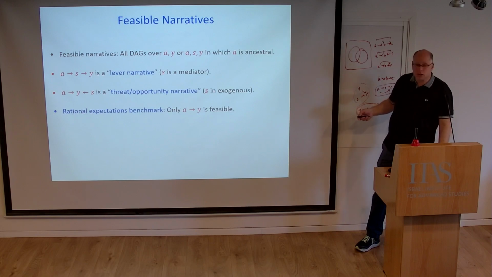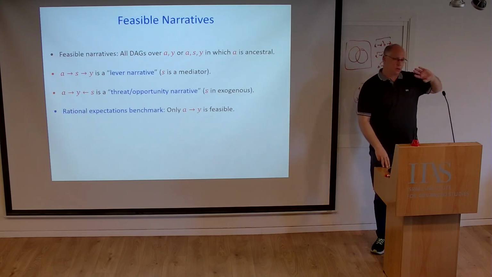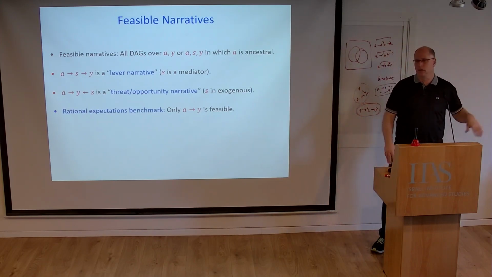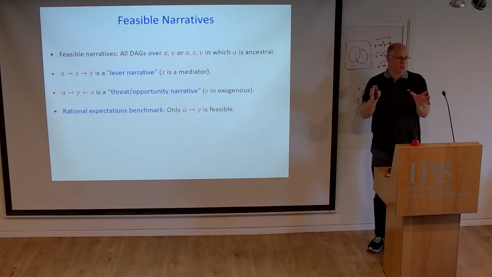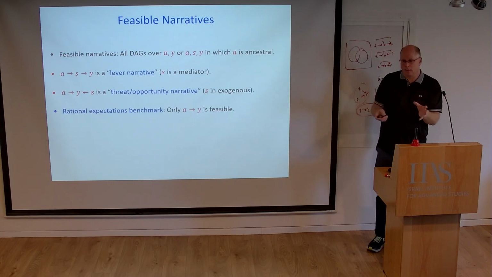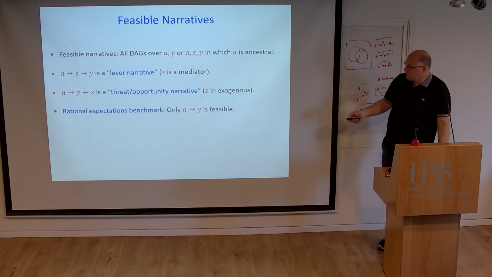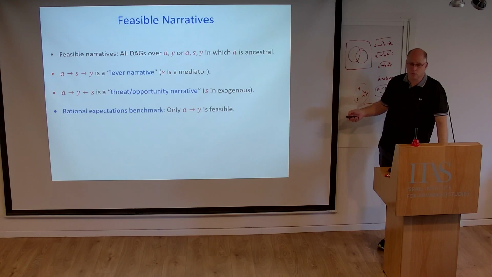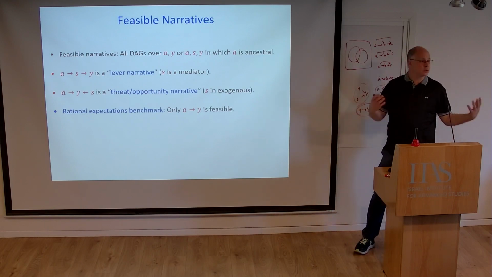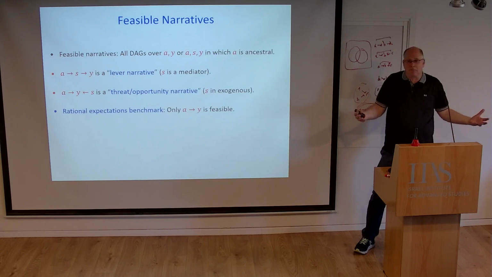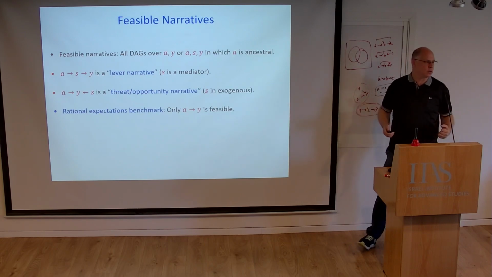Notice only that the rational expectations benchmark, which completely ignores this S and just looks at the relation between A and Y, says, let's allow for the possibility that A causes Y, let's just look at the data and measure it. Well, if they measure this, they will see that there is zero correlation, because A and Y are truly independent. So you look at the data and you say, let's see, what's the strength of the effect of A on Y? You look at the data and you see that it's zero.